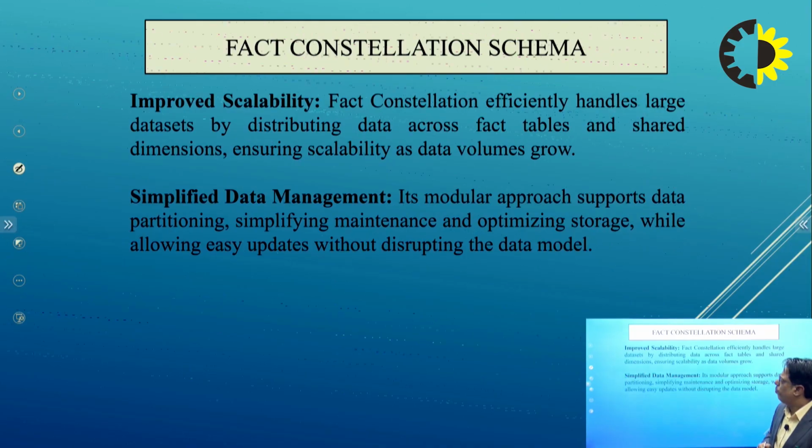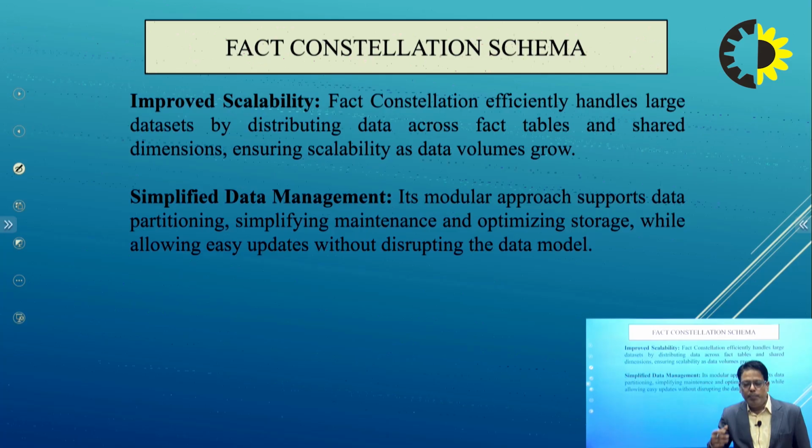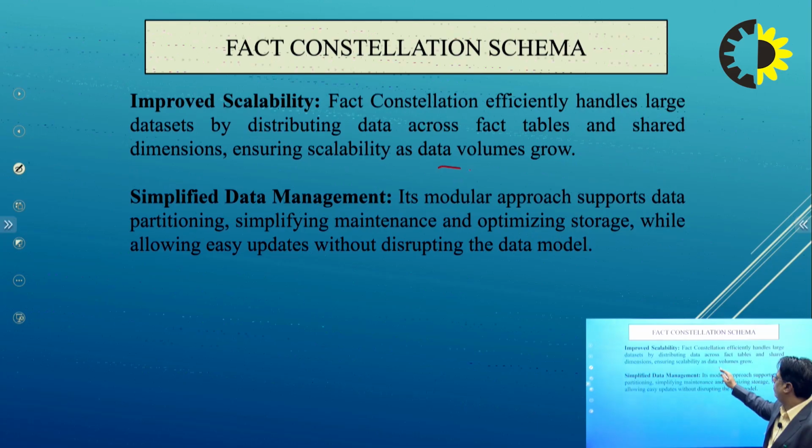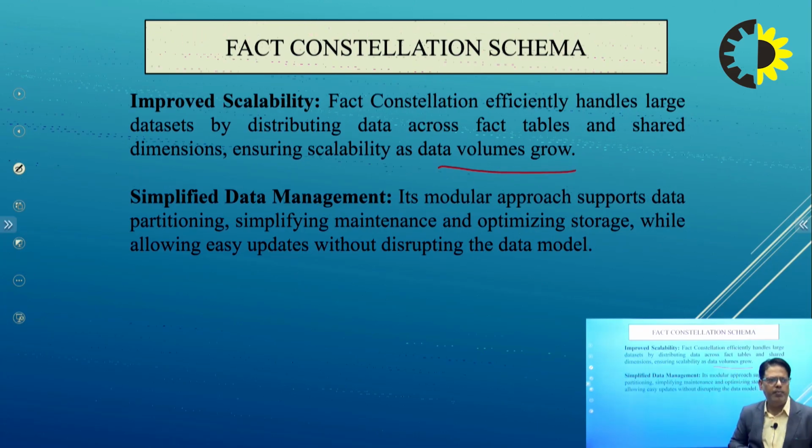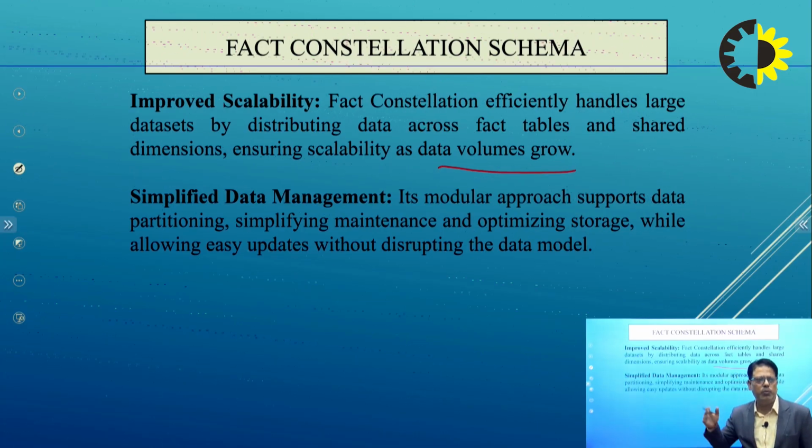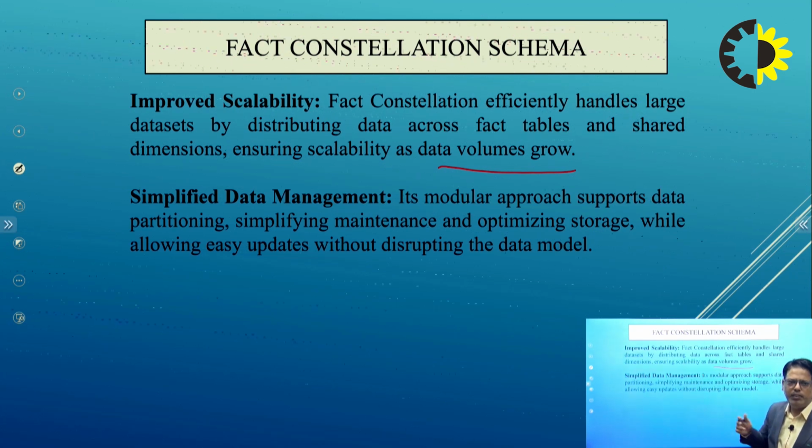Third one is improved scalability. If we need to improve the data warehouse scalability, we use fact constellation schemas. Fact constellation schema efficiently handles large data sets by distributing data across fact tables and shared dimensions, ensuring scalability as data volumes grow. If the data volume grows, we use fact constellation schema, so we can easily fetch and analyze the data according to this concept.